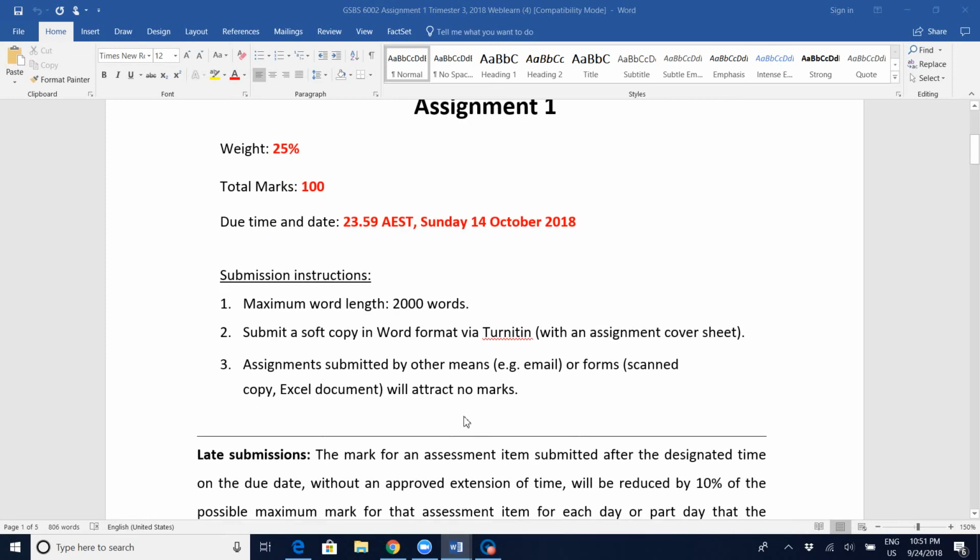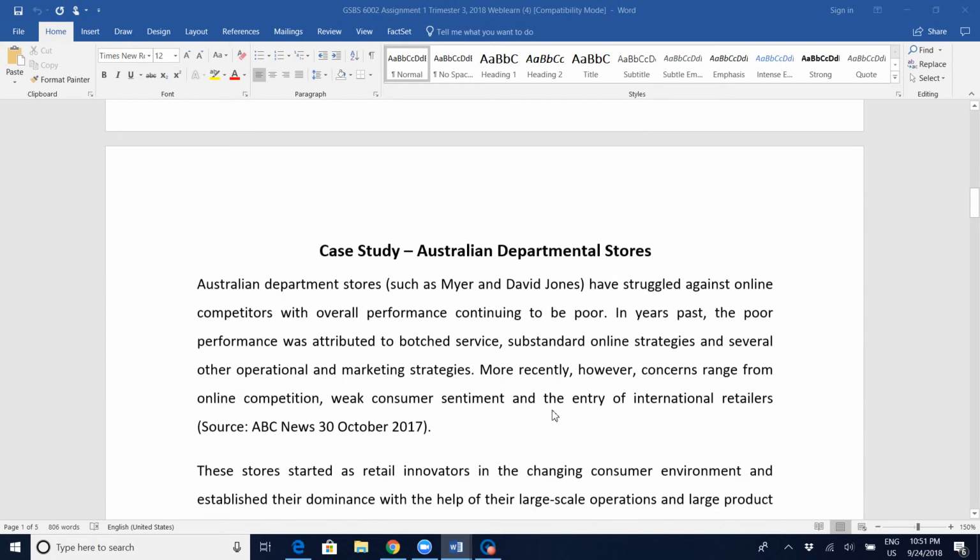The maximum word length of this assignment is 2000 words. However, you don't need to be too worried about a couple of hundred more or less. The assignment needs to be submitted as a soft copy via Turnitin, and you cannot submit the assignment in any other form. There is also a penalty for late submission.